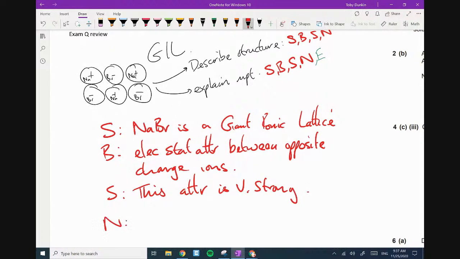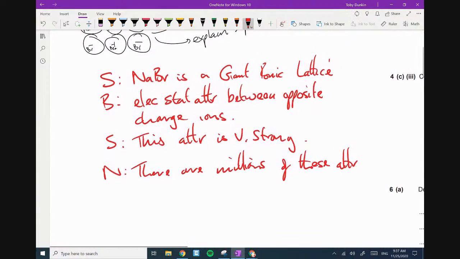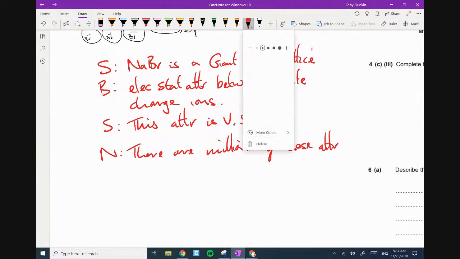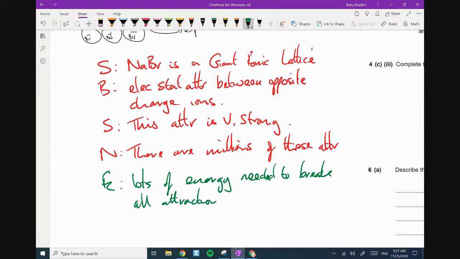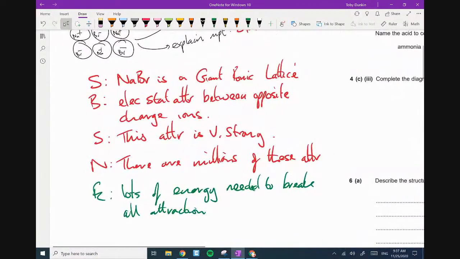And then we go number. There are millions of these attractions. That there is a perfect description of your ionic compounds. As I said, we then tack on the energy one when we're discussing melting point. Lots of energy needed to break all attractions. Notice that I switched from bonds to attractions. In the last lesson, I said bonds. They won't care in that last one, but anyway, kind of nice to do. So that's what we did last lesson.